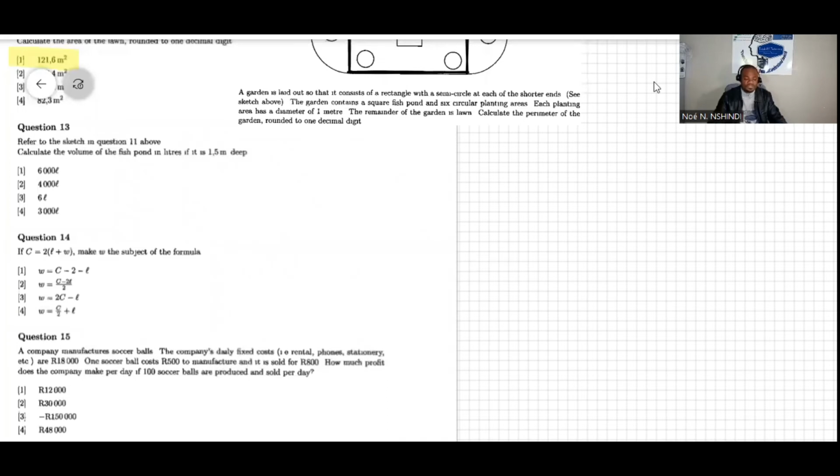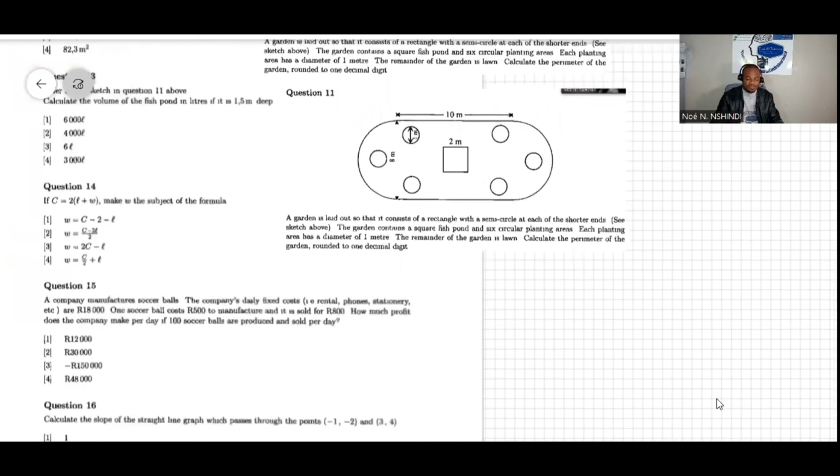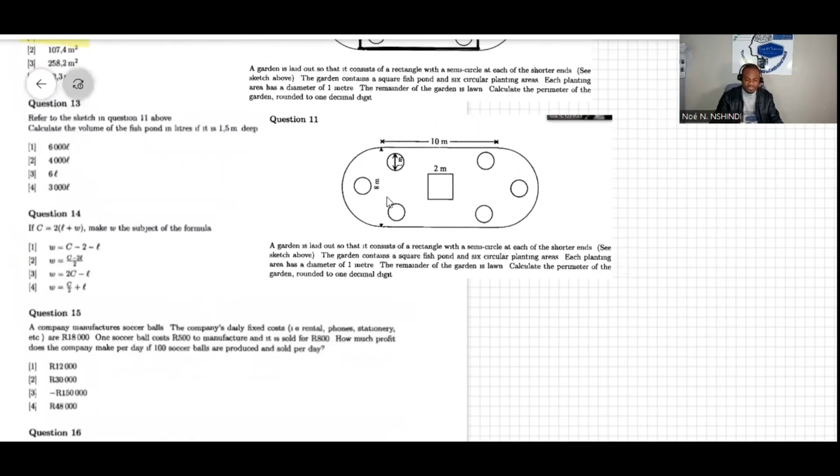Well, now we do question 13. The question says, refer to the sketch in question 11 above. Calculate the volume of the fish pond in liters if it is 1.5 meters deep. Okay, let's first do the sketch of question 11, as we can see there. We're looking for the volume of the fish pond. The fish pond is the square because it is said that the garden contains a square fish pond. So we see that the side of the square is 2 meters, 2 meters over here, 2 meters there, 2 meters there, 2 meters there, because it's a square.